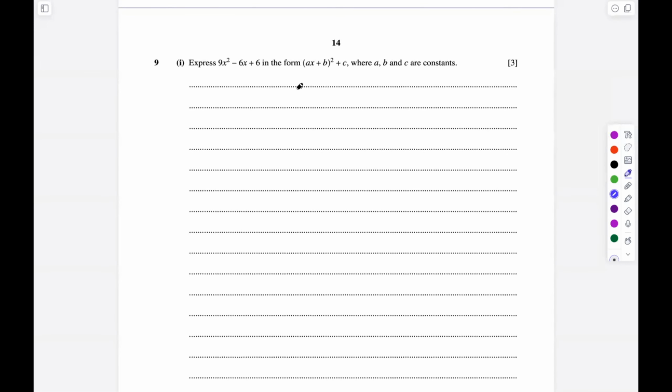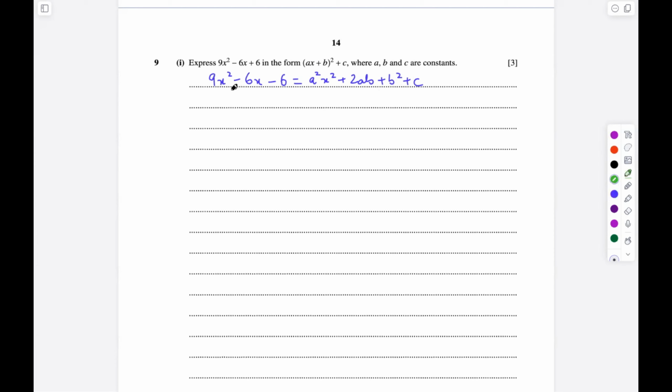In question number 9, part 1, we have to express 9x² − 6x + 6 in the form (ax + b)² + c, where a, b, and c are constants. In the first step, we can write this expression, 9x² − 6x + 6, and equate it to the expansion of this expression. That will become a²x² + 2abx + b² + c.